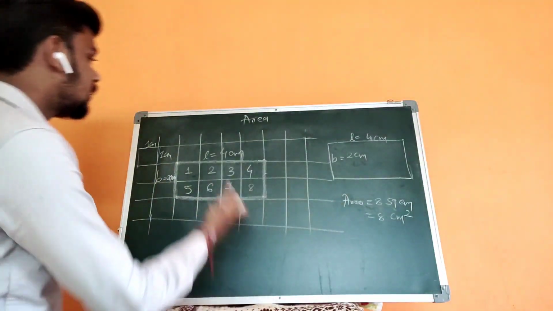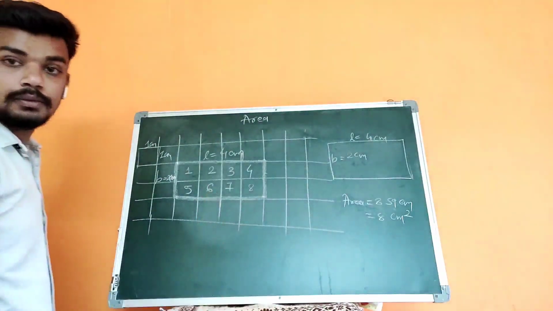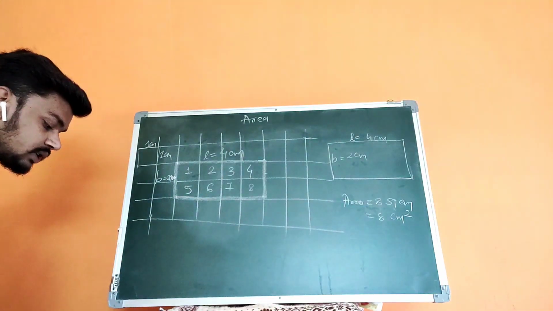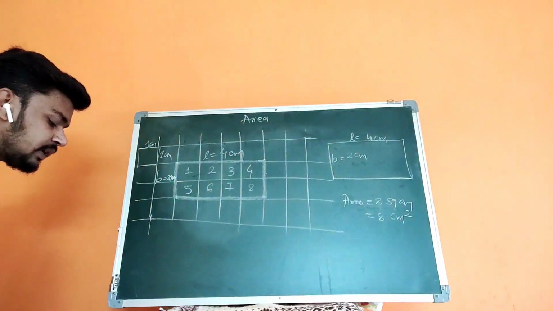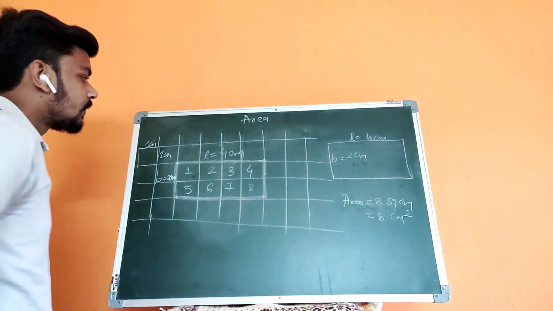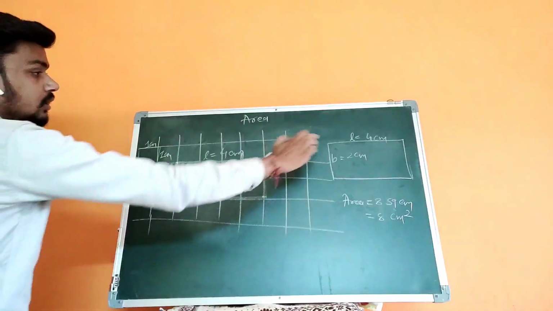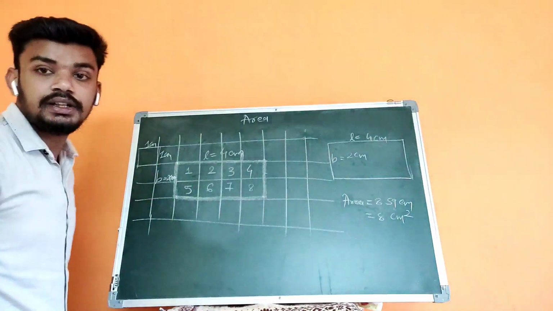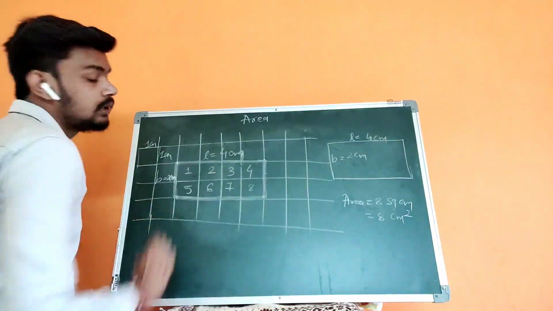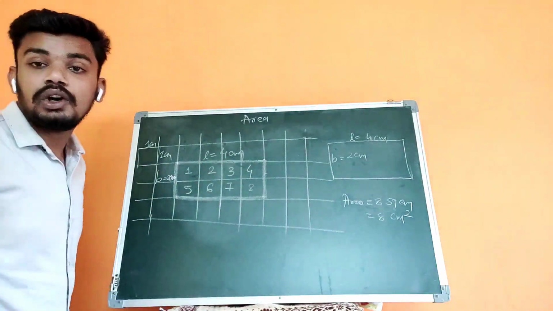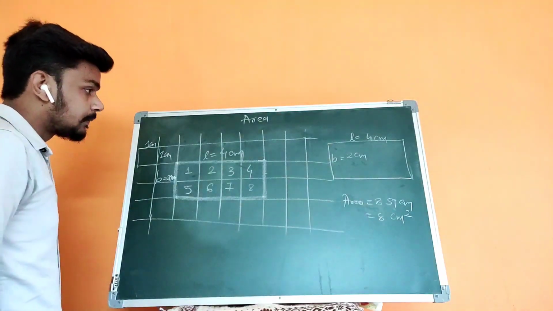Okay, now I guess you know the definition of the area. As per your book, the region inside the boundary of any plane figure is its area. So we have the plane figure, right? Then the region inside it, whatever region this figure can occupy, so that is the area of it, which is 8 centimeter square.